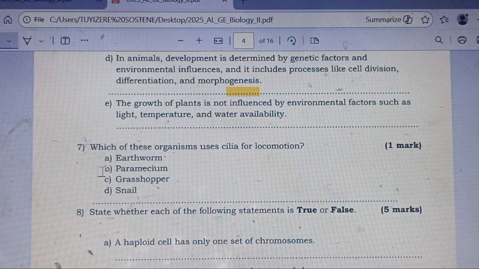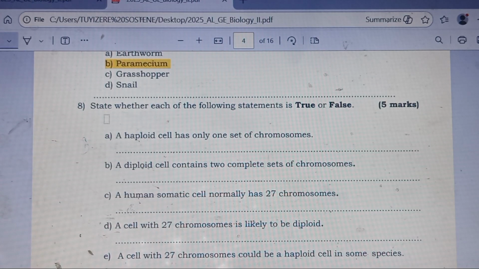The correct answer is letter B. Paramecium uses cilia in locomotion. Question number 8. State whether each of the following statements is true or false. A. A haploid cell has only one set of chromosomes. Here it is true. A haploid cell means one set of chromosomes.